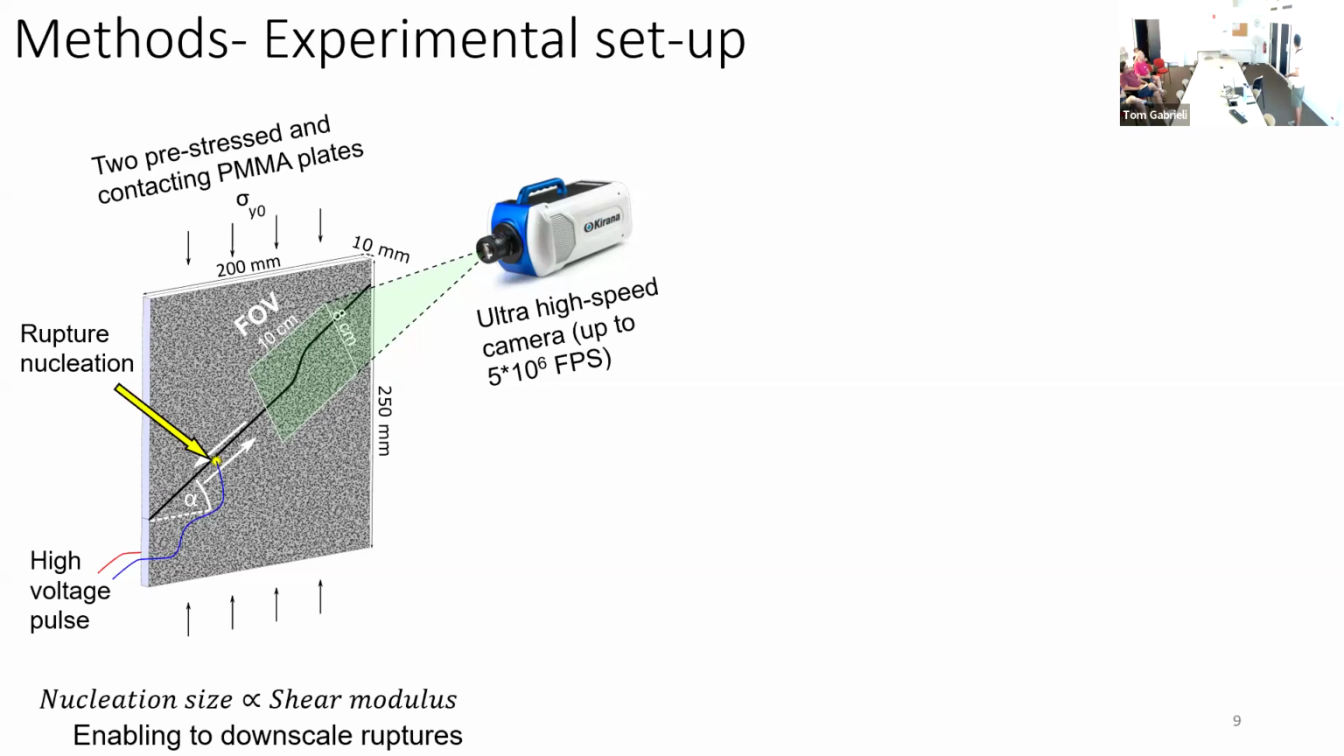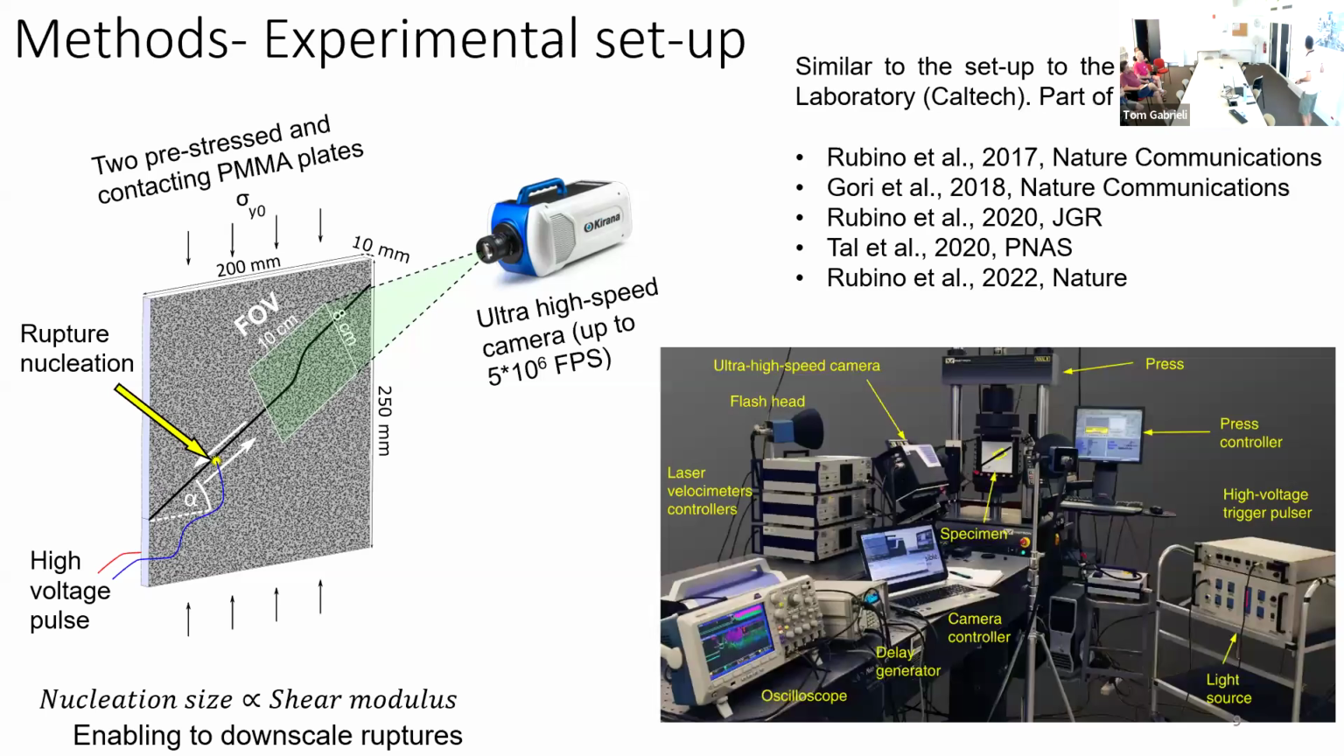And the reason we use PMMA is that we know that nucleation size and many other important factors of the rupture dynamics are proportional to the shear modulus. So the lower shear modulus of the PMMA allows us to downscale the entire system from tectonic size to a laboratory specimen. And our laboratory is a similar setup to the dynamic fracture laboratory at Caltech of Ares Rosakis and Vito Rubino. And this is part of the publication. So it's a very, very fruitful laboratory and very useful setup.